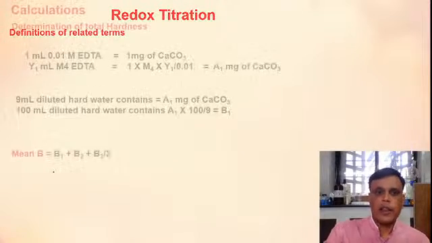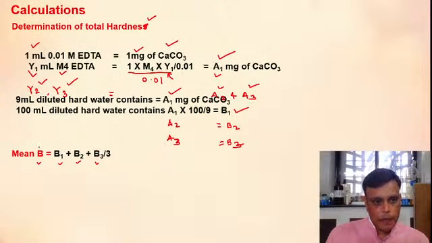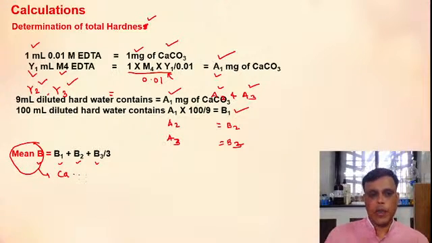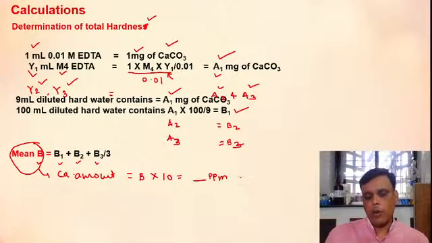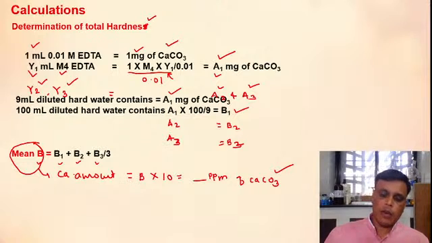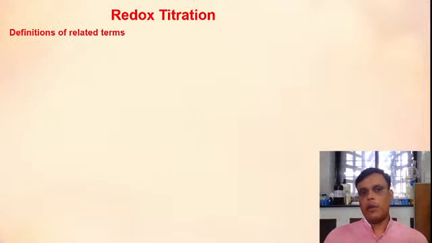So in this way you can find out the amount of calcium. b is nothing but the amount of calcium, and if you multiply this b by 10, you will get the value in ppm. You will get the ppm of calcium carbonate. Okay? So in this way you have to perform the calculation. Did everyone understand? Then we will go to the redox titration.